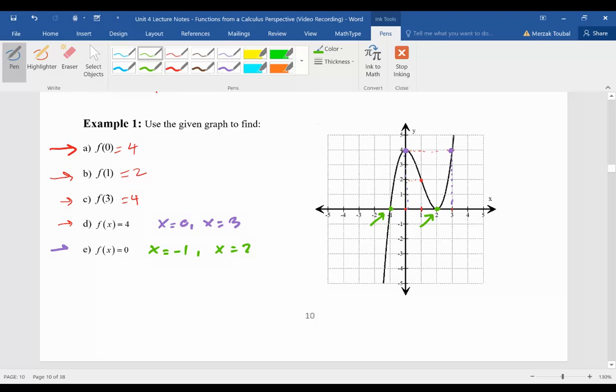We could also use another notation, for example, for D and E. For example E, we can say x equals open braces -1 comma 2 close braces, and this can do the same thing. For example D, you can do x equals open braces 0 comma 3 close braces.